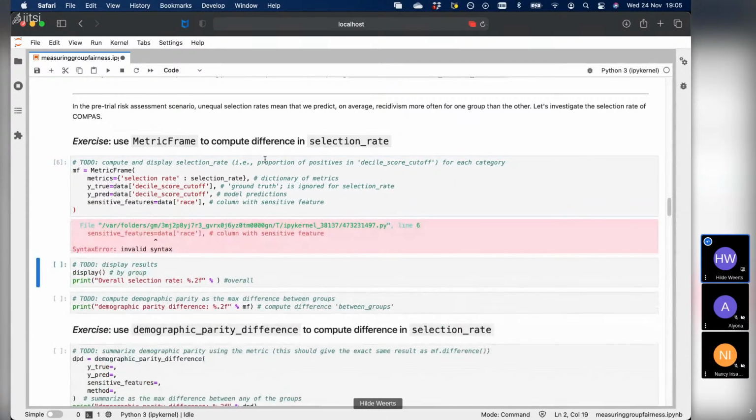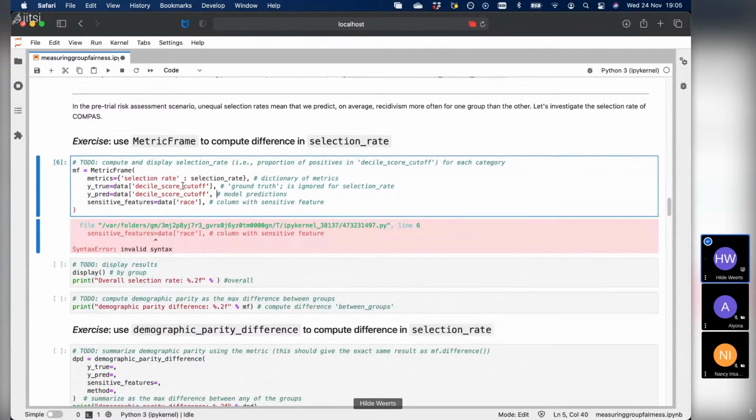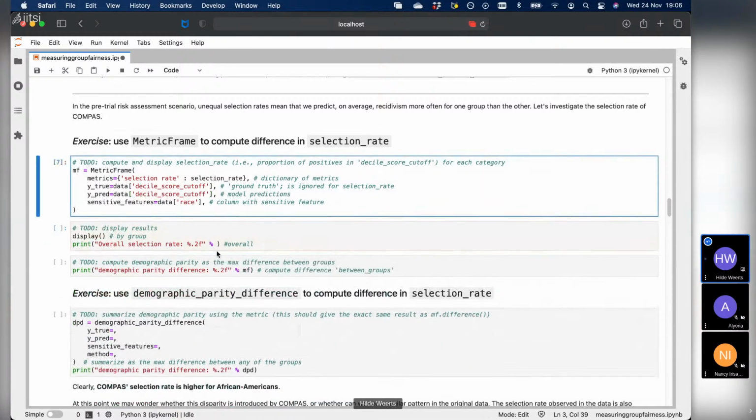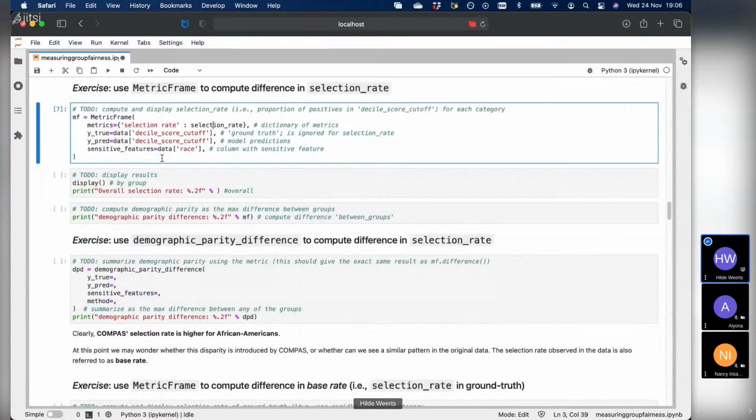All right. Oh, invalid syntax. What did I do wrong? Oh, I forgot to close this one. Is it really a tutorial if you do not make any mistakes? I'm not sure. All right.